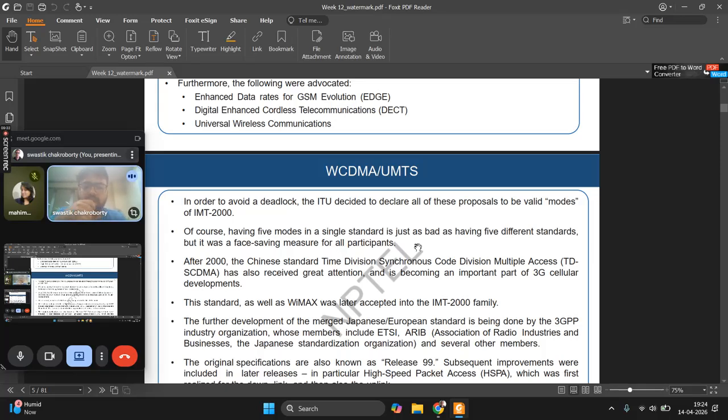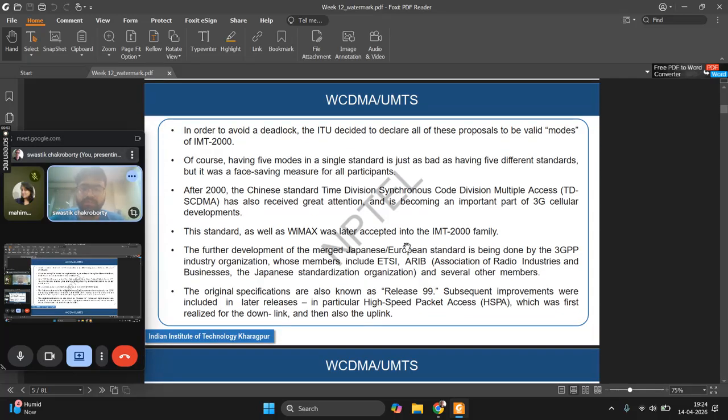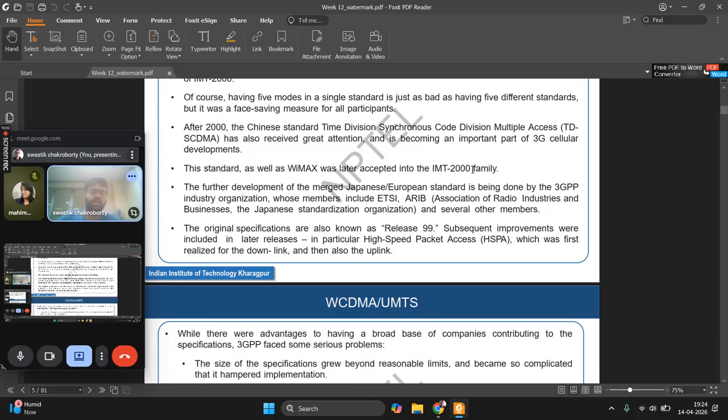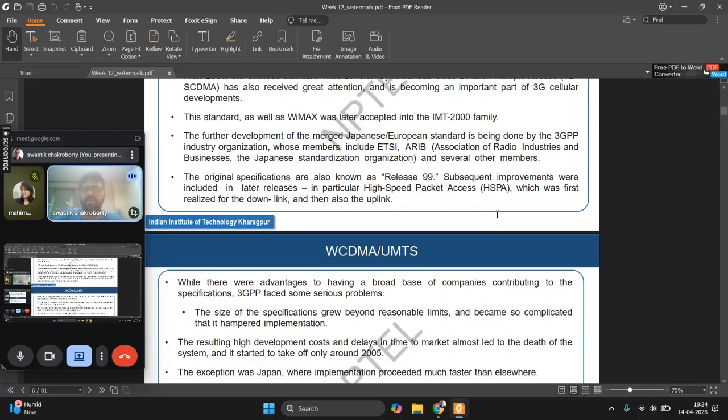Five modes in a single standard was pretty bad, but the United Nations, being the United Nations, had to compromise between different countries and get a solution which is best suited for everyone on board. After 2000, the Chinese standard TD-SCDMA also received great attention and became an important part of 3G cellular development. This standard, as well as WiMAX, was later accepted into the IMT 2000 family.